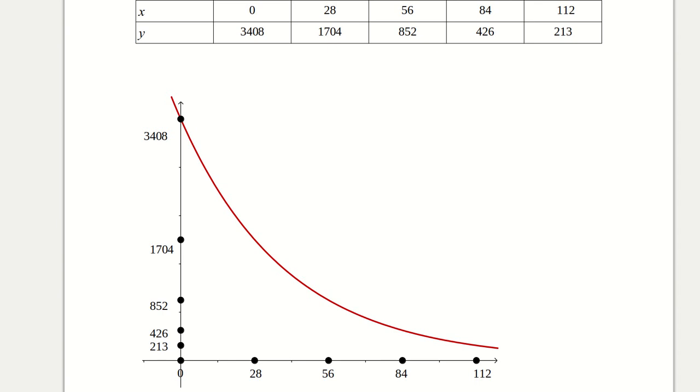Radioactive material decays in similar ways, but I like talking about population. And that concludes section 9.